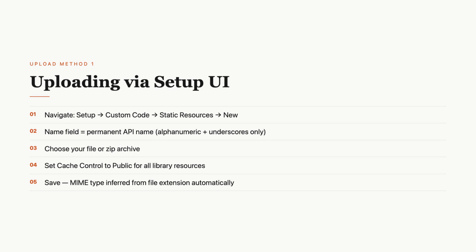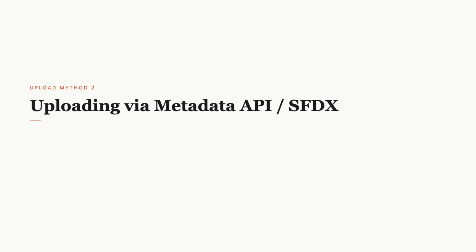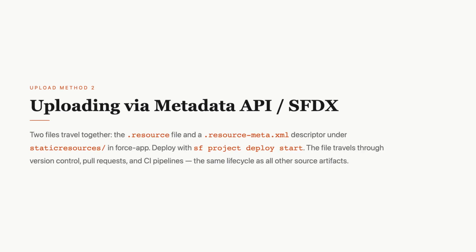For projects under source control, which should be every serious org, the correct upload method is the Metadata API or Salesforce CLI. Your static resource lives in the source directory as two files: the actual resource file with a .resource extension and a companion metadata descriptor with a .resource-meta.xml extension. The descriptor declares the content type, the cache control setting, and an optional description. Deploy with the sf project deploy start command.